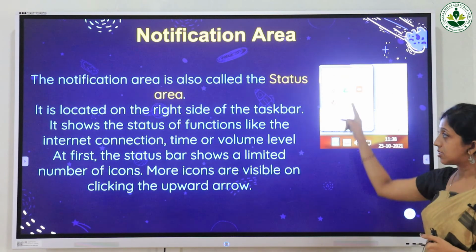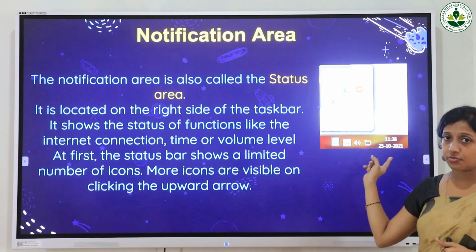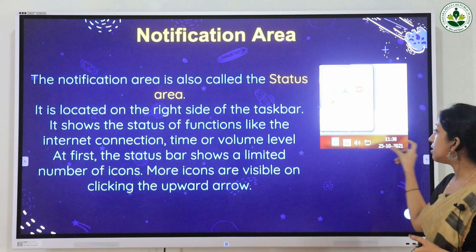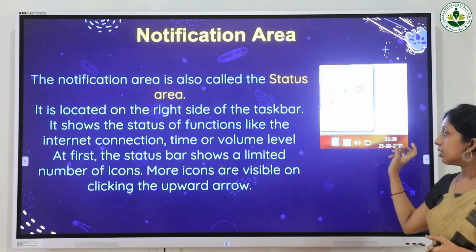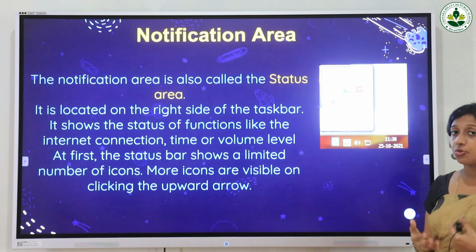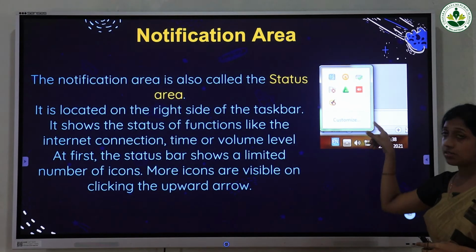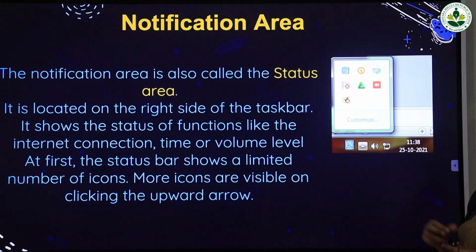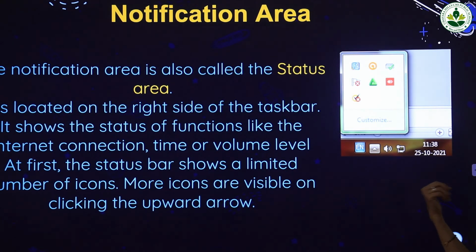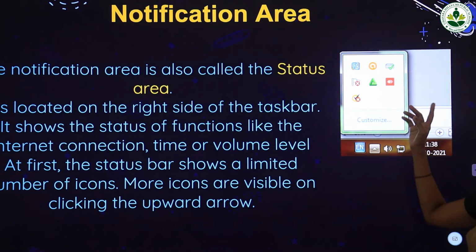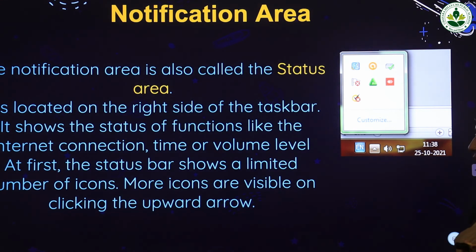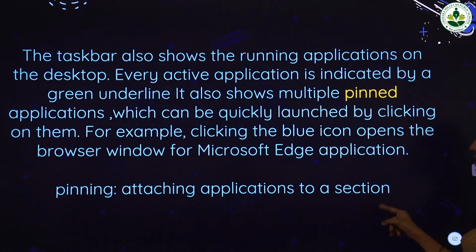You can see the picture here. This is a picture of a notification area. Here only this much portion will be visible. If you want to see more, you can click on the upward arrow here. Then you can see some more options there. And these are the notification area, also known as the status area. It shows the status of functions like internet connection, time or volume level. So that is all about the notification area.